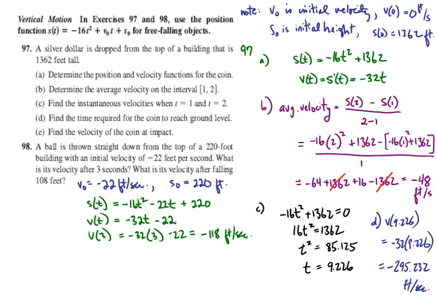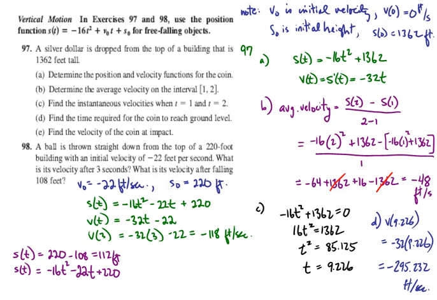The next question asks, what is the velocity after falling 108 feet? So the way we're going to look at this is after falling 108 feet, then starting originally at 220 feet, we would have 112 feet. So the object started at 220, it fell 108 feet, and it's still 112 feet above the ground. Now we need to find out what time it was at 112 feet above the ground.